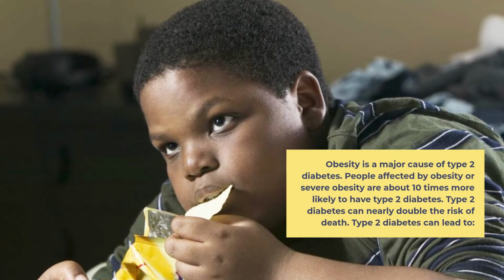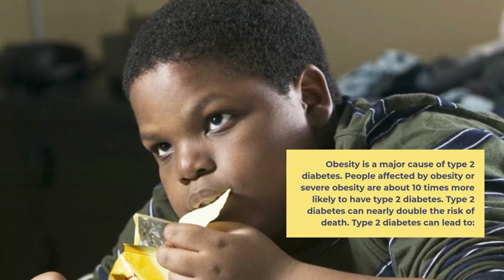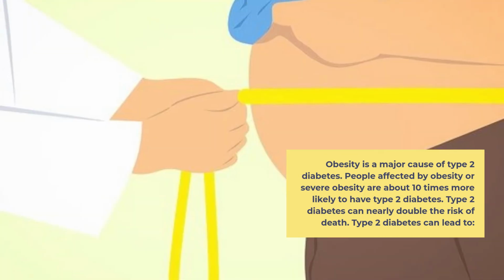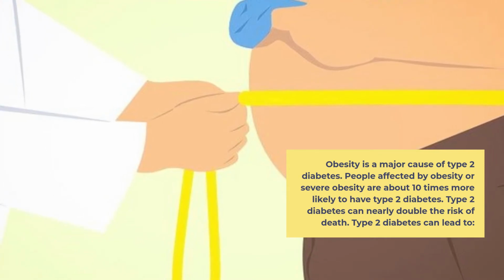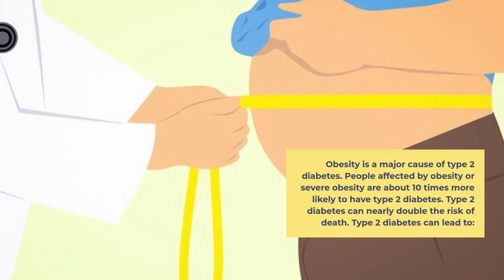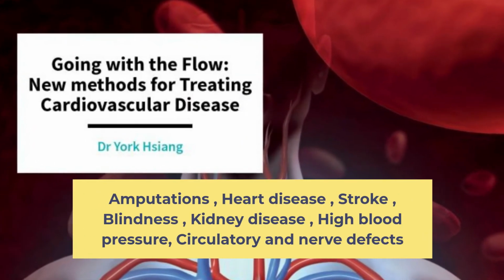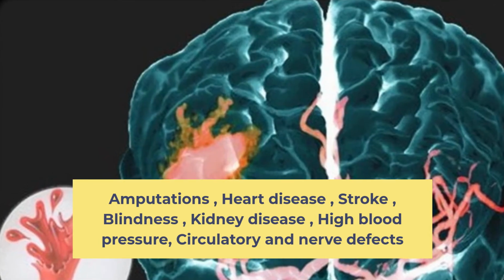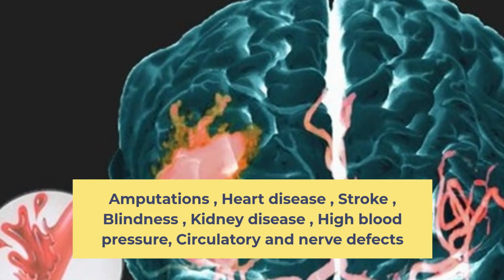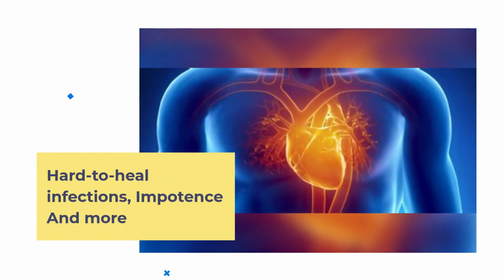Obesity is a major cause of type 2 diabetes. People affected by obesity or severe obesity are about 10 times more likely to have type 2 diabetes. Type 2 diabetes can nearly double the risk of death. Type 2 diabetes can lead to amputations, heart disease, stroke, blindness, kidney disease, high blood pressure, circulatory and nerve defects, hard-to-heal infections, impotence and more.